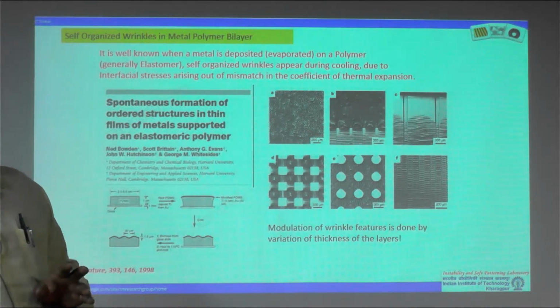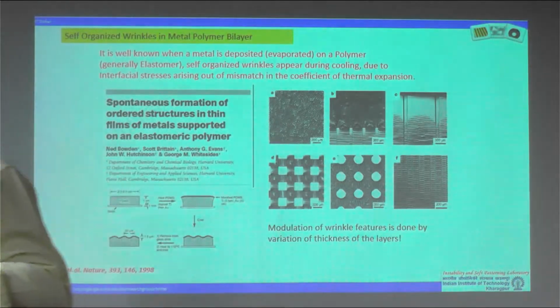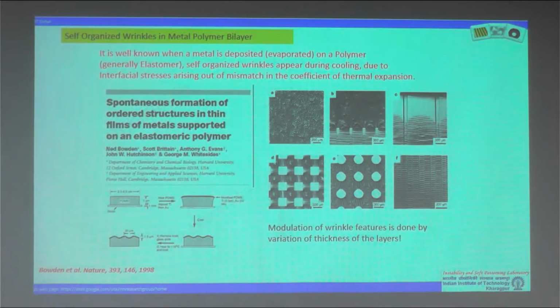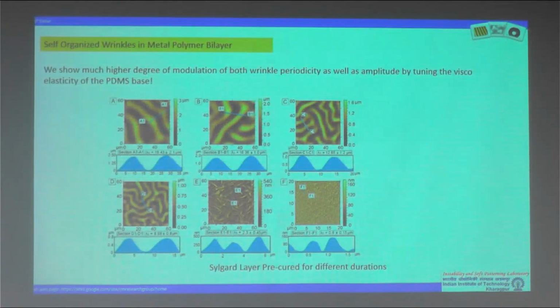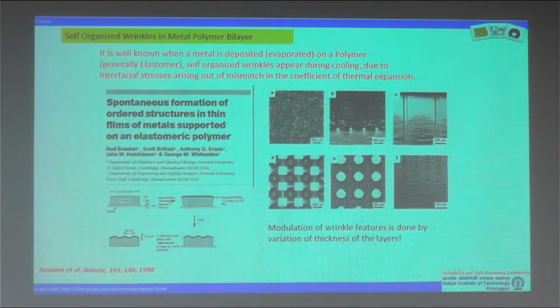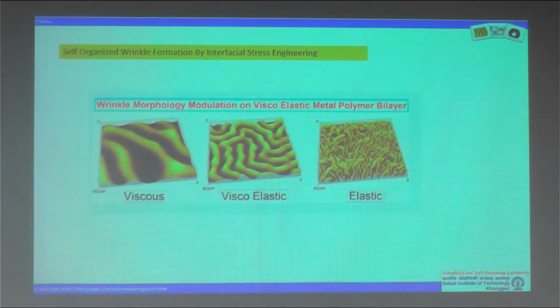So this is related to some very basic thing you have studied in your school days, and that is the bending of a bimetallic strip. You must remember that if you took the bimetallic strip and heated it up, while cooling it bent, because the coefficients of thermal expansion were different for the two materials. Exactly the same thing happens here, but it's for a thin film. So this mismatch in the coefficient of thermal expansion is manifested in the form of appearance of wrinkles.